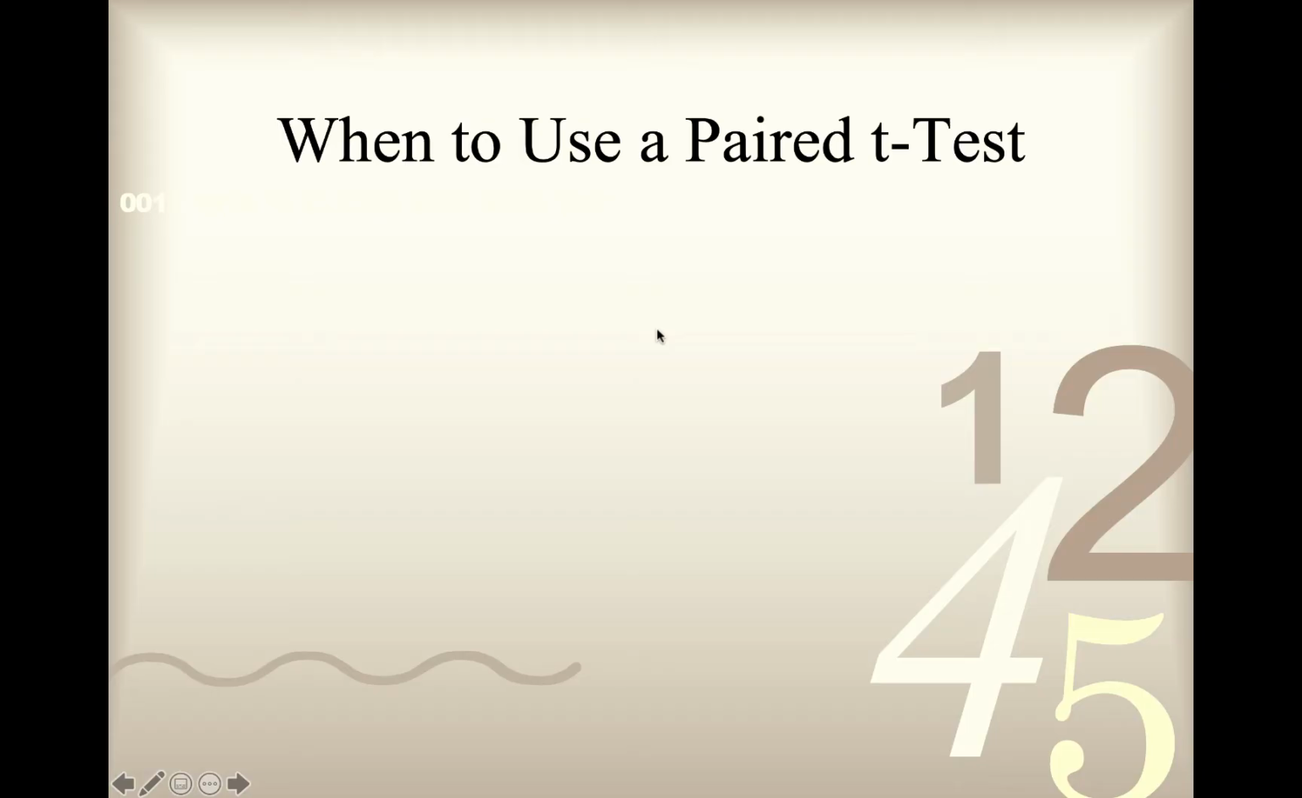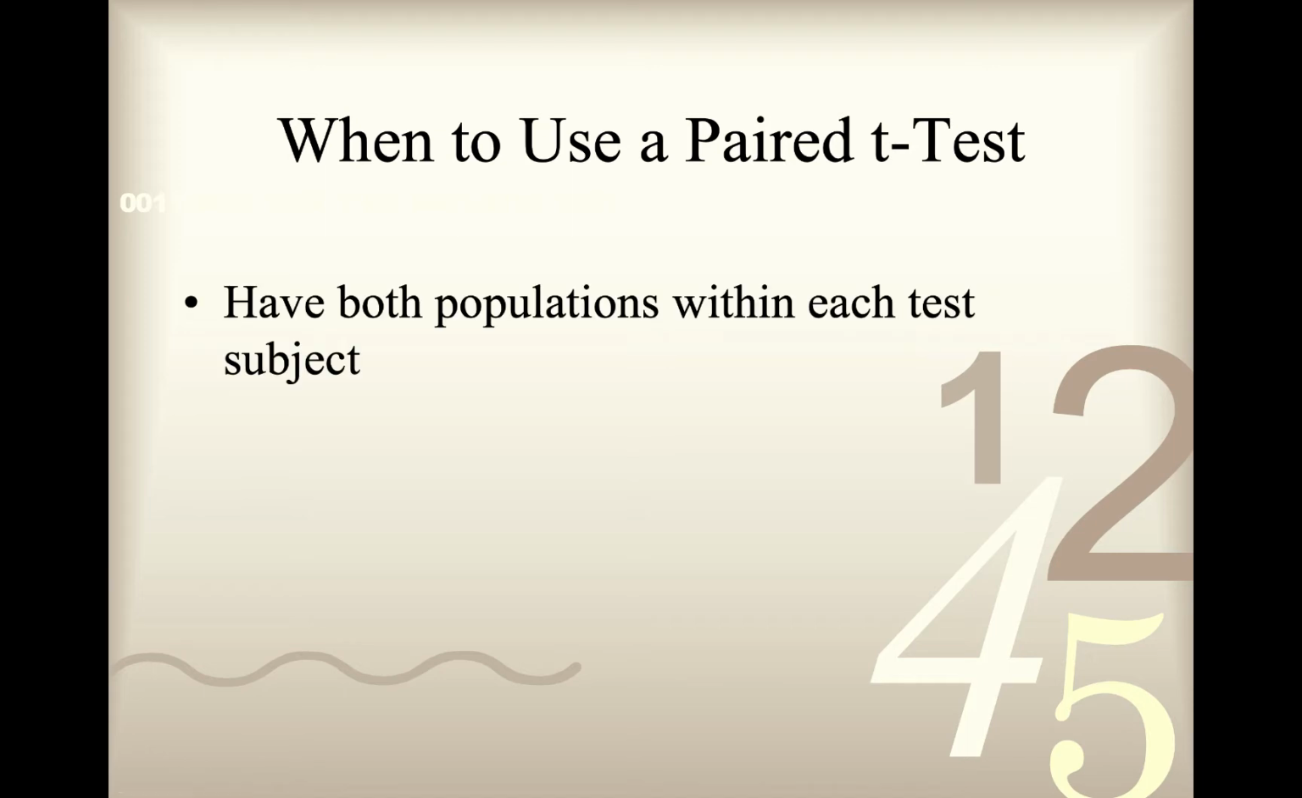Right, so when do we want to use a paired t-test? All right, when we have both populations within each test subject. So this would be exactly what we just had. I know that sounds a little confusing, but what that means is that each test subject would be, say, a person, and each person participates in both of those populations. So in this situation, it would be the person wearing the Adidas for a while and then the person wearing the Nike for a while.